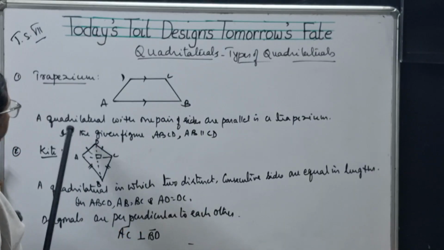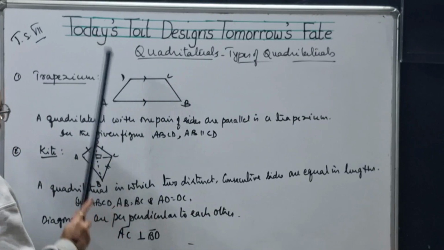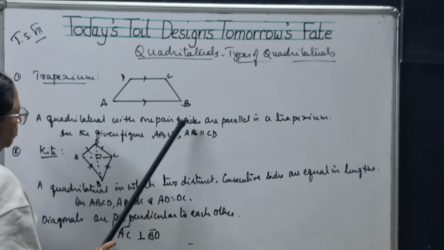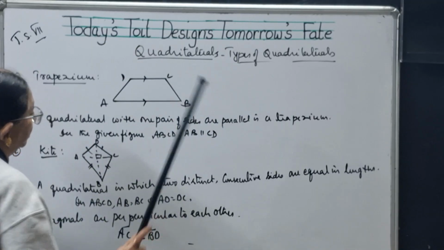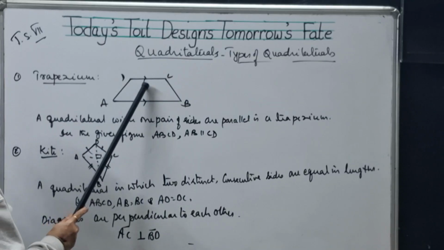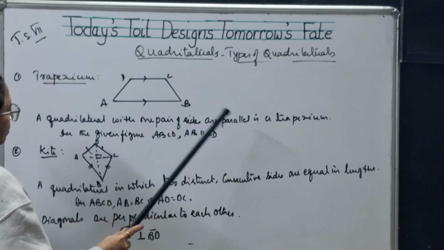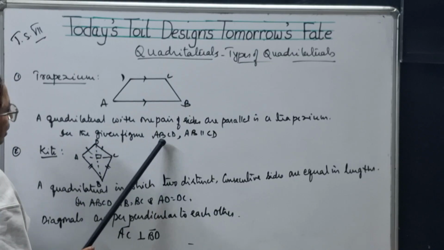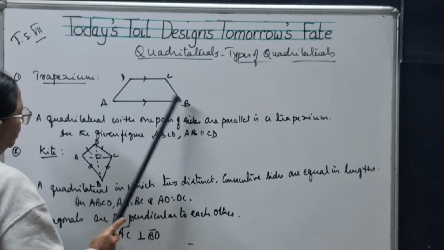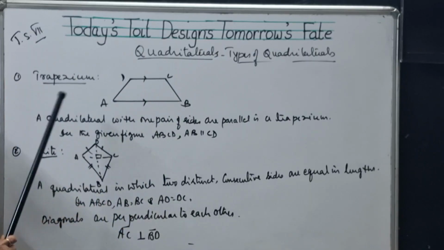So what is the property or definition? A quadrilateral means a four-sided figure with one pair of sides parallel. So this arrow mark indicates that these two are parallel. This is called a trapezium. So in the given figure ABCD, AB is parallel to CD. This kind of figure is called a trapezium.